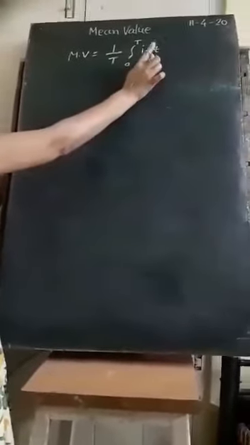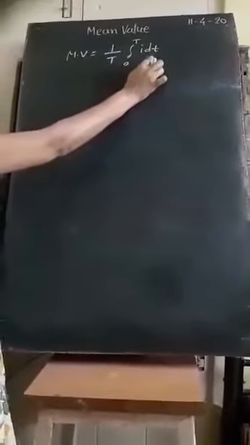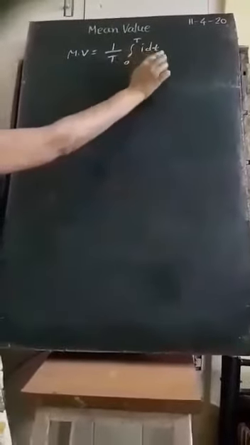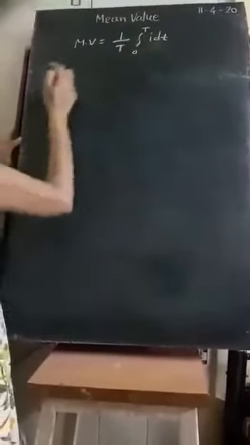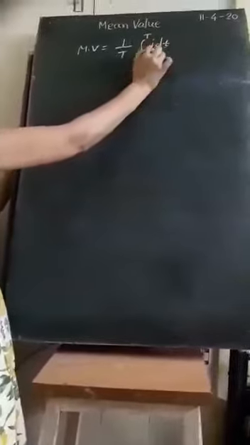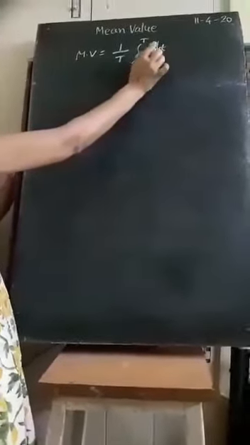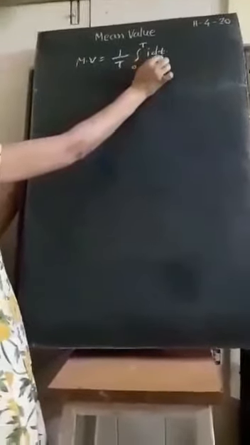We integrate it with respect to t. It can be x, it can be theta, whatever. According to that function, we have to integrate. If it is in terms of t, you have to say dt. If it is in terms of x, you have to say dx, and so on. So I will take one example.